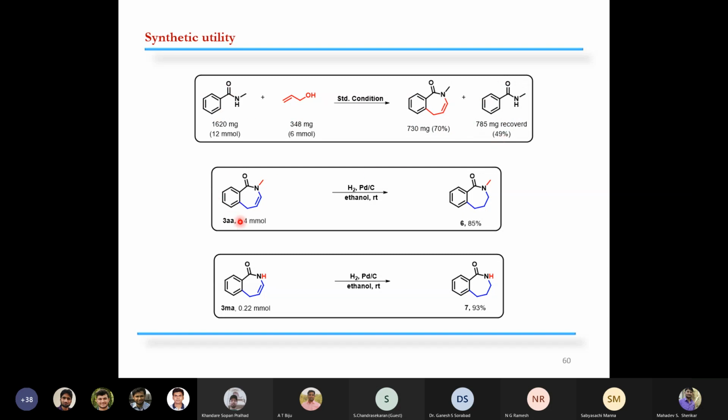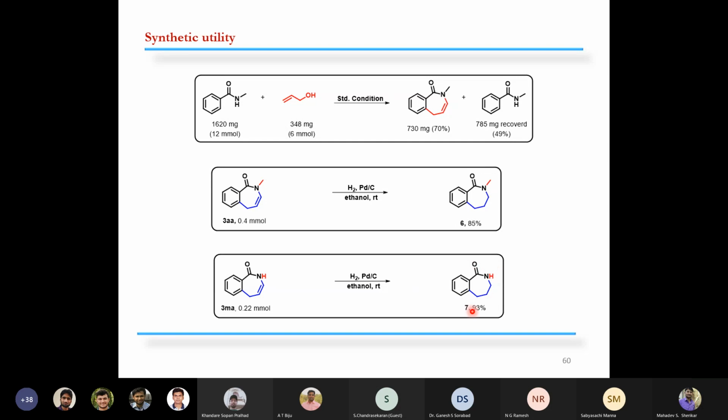The obtained product, benzolactam 3AA, was reduced by using H2, Pd/C, and we got 85% of the reduced saturated benzolactam product. And 3MA, where this NH is free, not substituted, was reduced by using H2, Pd/C, and we got 93% of the saturated benzolactam.